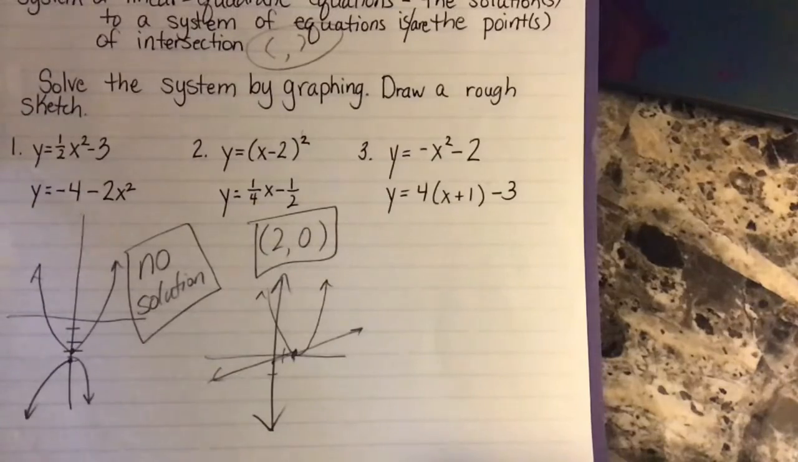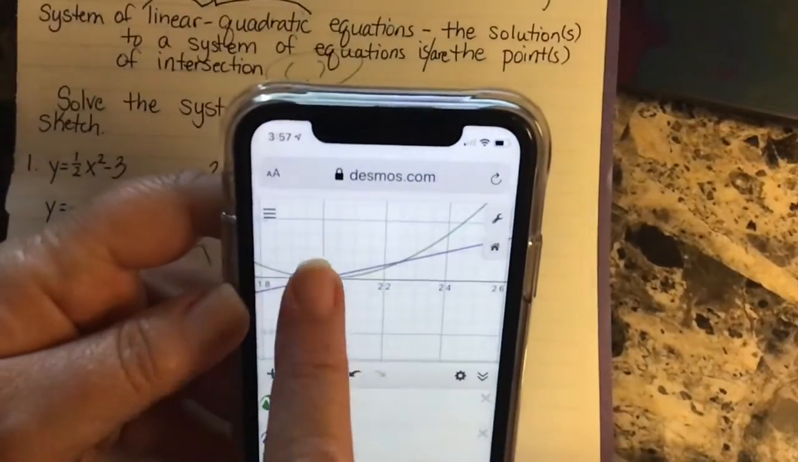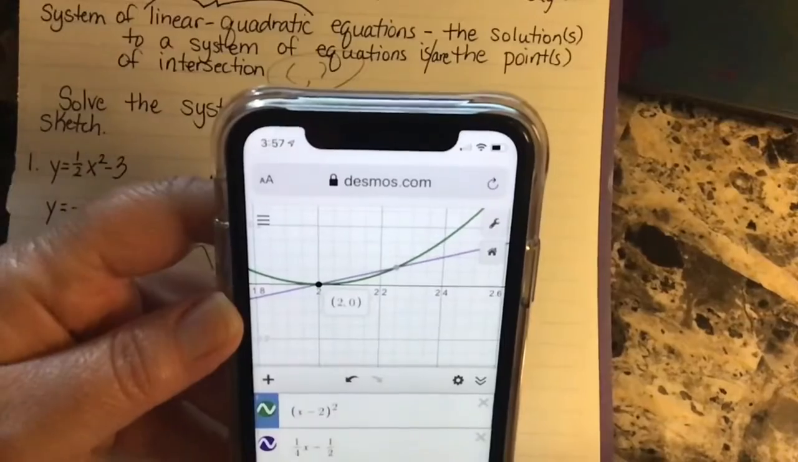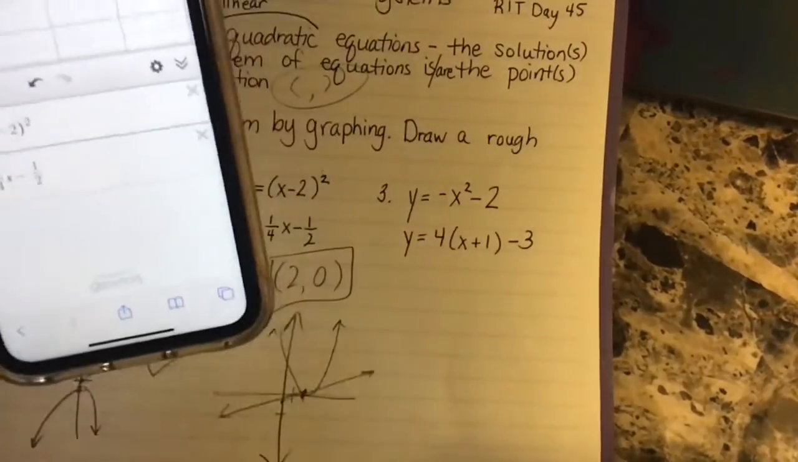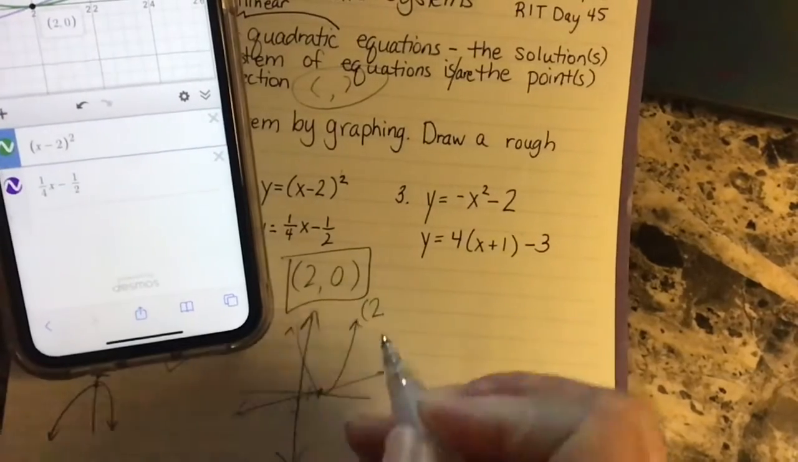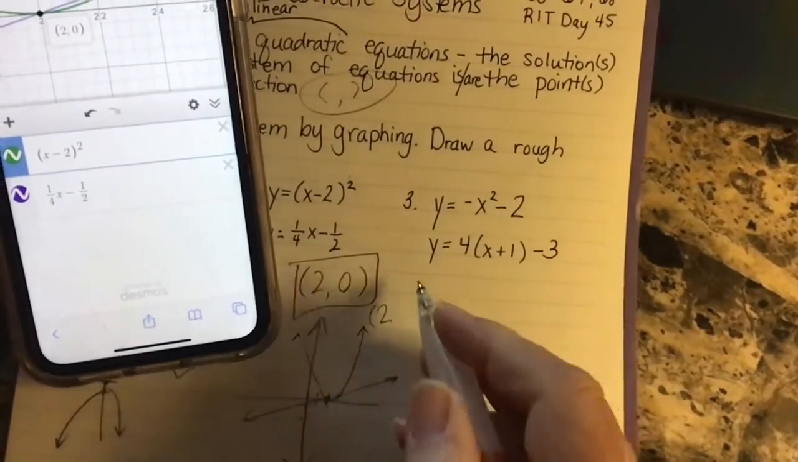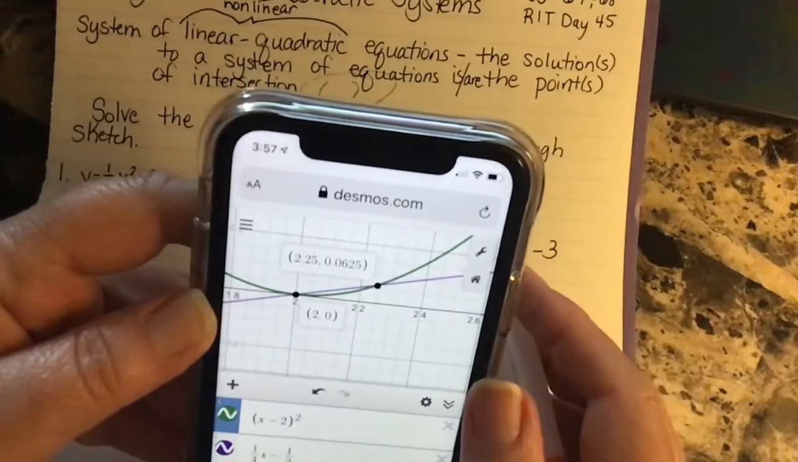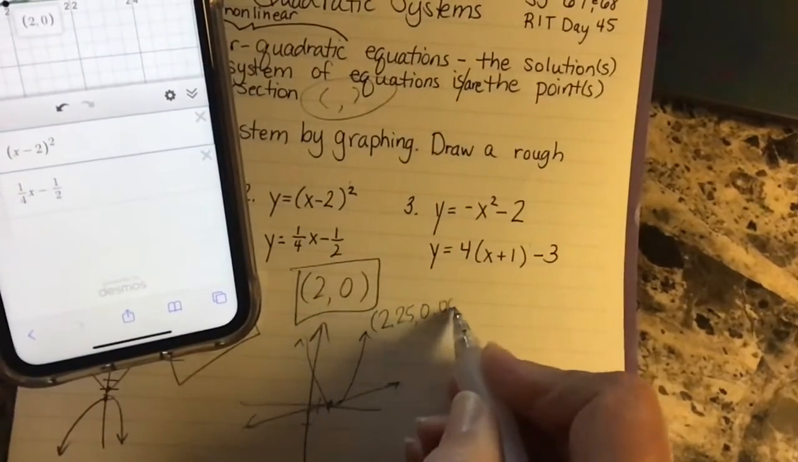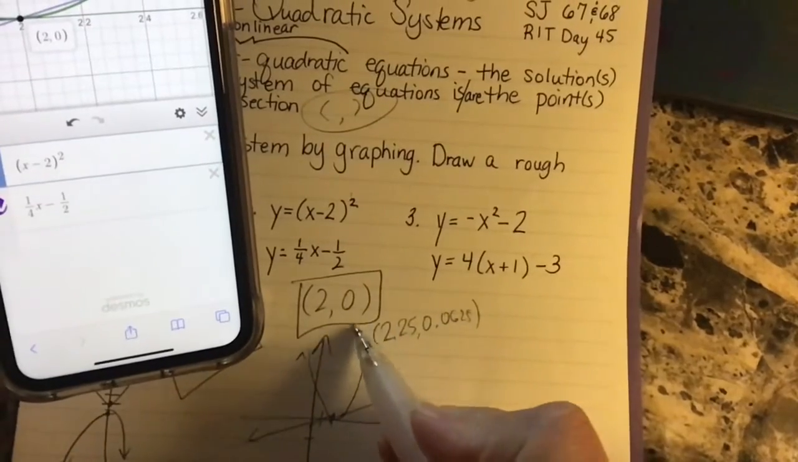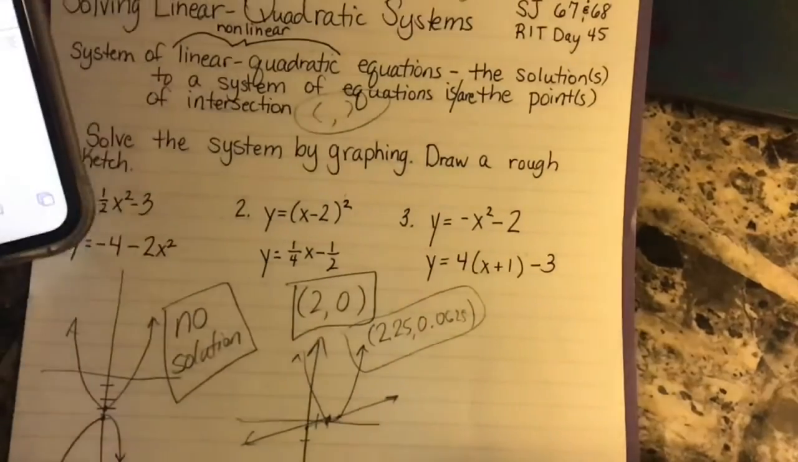I should have zoomed in further. Look, it crosses at 2, 0, and at 2.25, 0.0625. Right there my graph demonstrates it. Okay, so those are the two solutions to number 2.